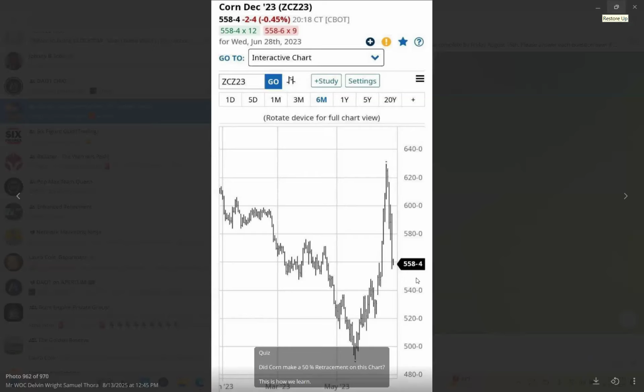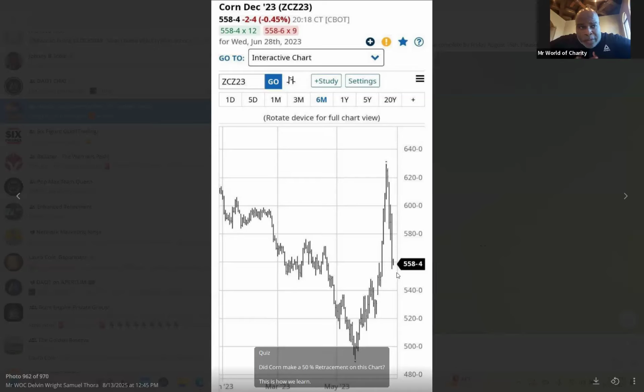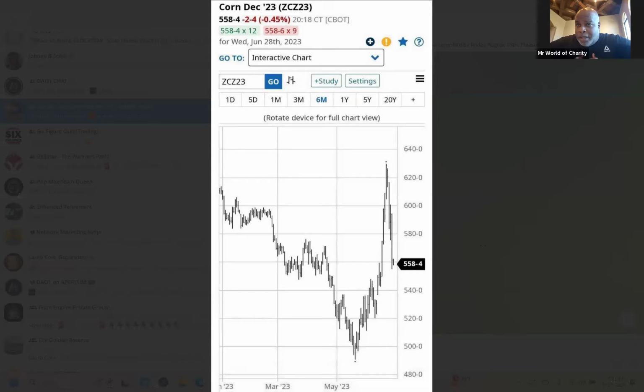Okay, if you look at the chart, you're seeing where it's 558.4. But look below that, it went even lower than 558. See that? And then it came back up to 558. Yeah, that's right. You see that bar that went all the way where she had the cursor? And then it started to back up. This was a 50% retracement almost to the exact number. I mean, you can't get any closer than this, but it did retrace 50%.